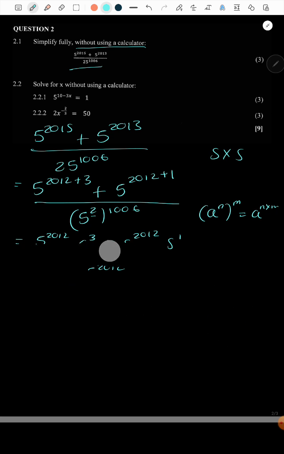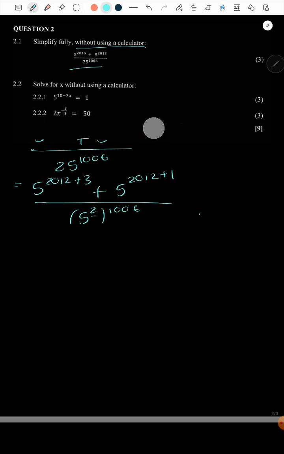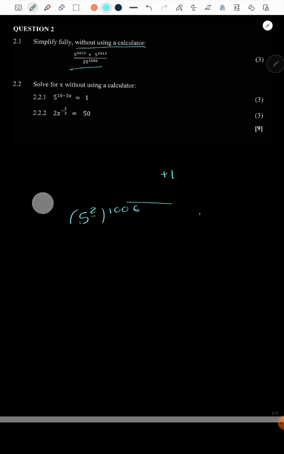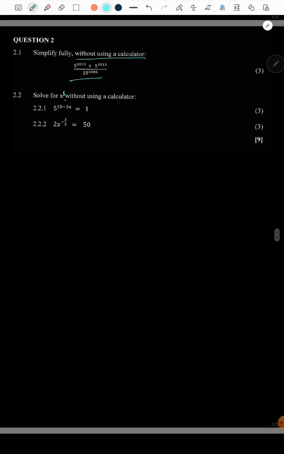So also 2.2 tests our knowledge on exponents. They are also giving us an equation that we are required to solve. But 2.2 says solve for x without the use of a calculator. So I need you to remember that we are not using a calculator here. So 2.2.1, we are given 5 to the power 10 minus 3x, which is equal to 1. And then they ask us to solve this equation.